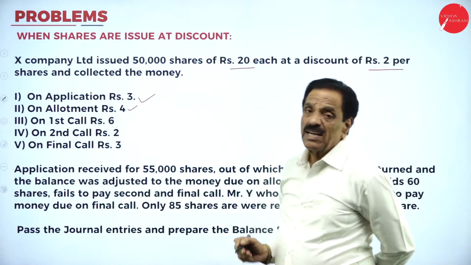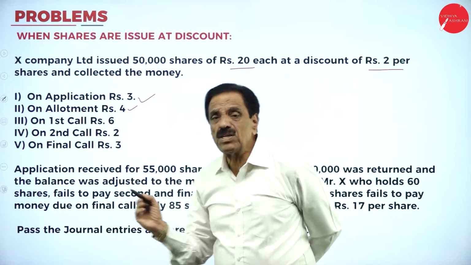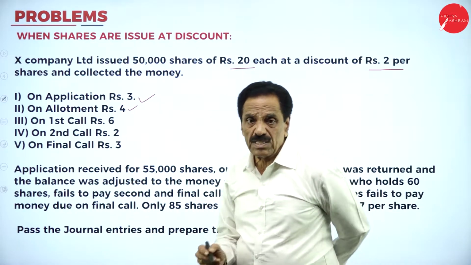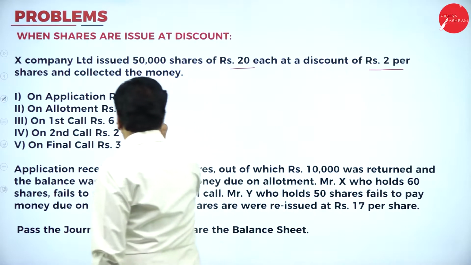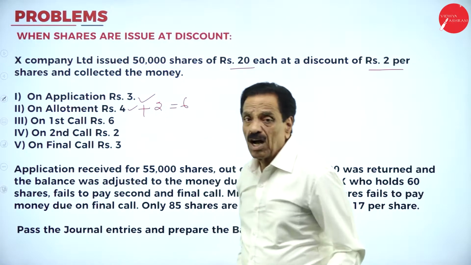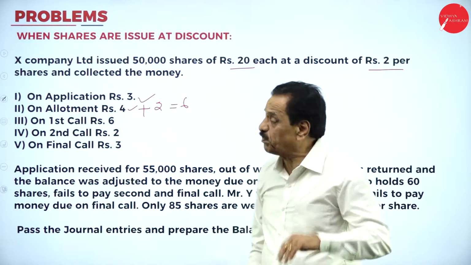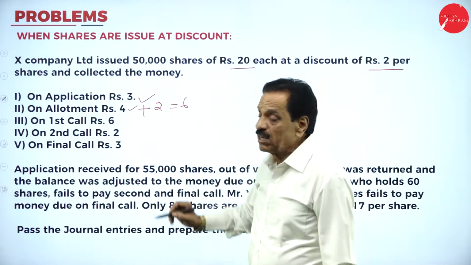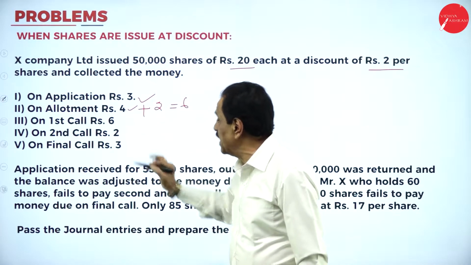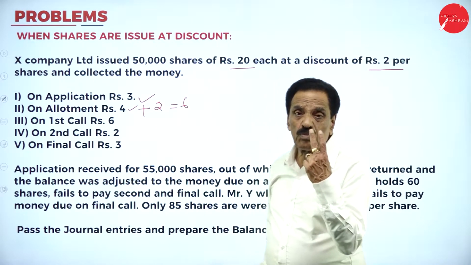Actually, if they do not mention where the discount is allowed, this is a common assumption: discount is allowed on allotment. What is the real value? 4 plus 2 is 6 is the real value. How much already discount allowed? 2 rupees. How much you are showing? 4. If we see that 3 plus 4, 7 plus 3, 13, 15, 18. How much discount? 2 rupees is there.